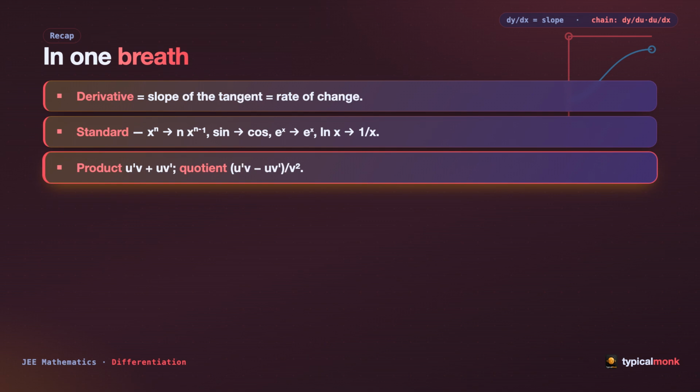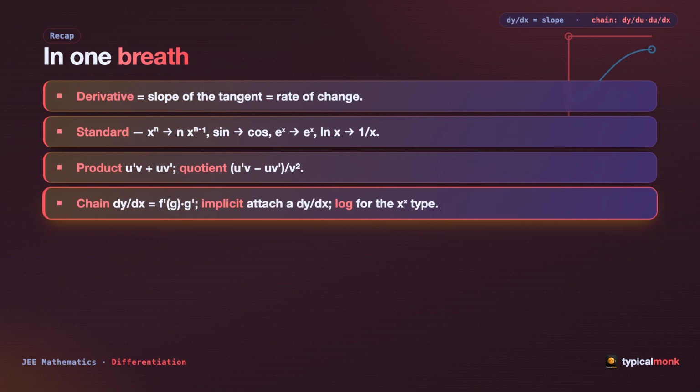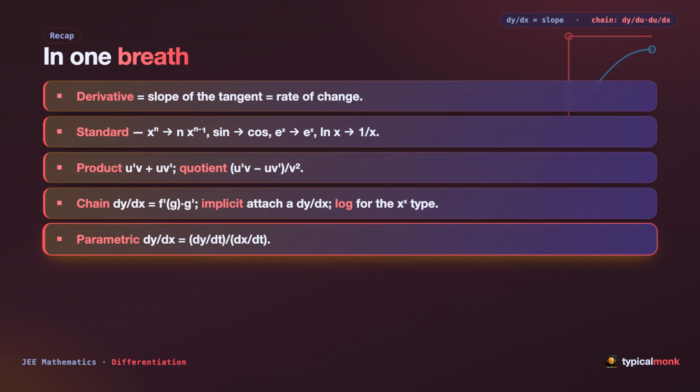The product rule: u dash v plus uv dash. The quotient rule: u dash v minus uv dash over v squared. The chain rule: dy by dx equals f dash of g times g dash. Implicit: attach a dy by dx. Logarithmic for the x to the power x type. Parametric: dy by dx equals dy by dt over dx by dt.